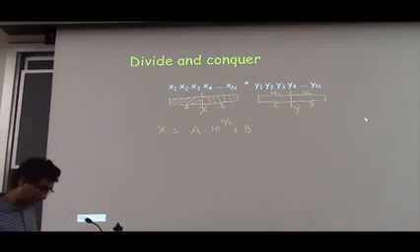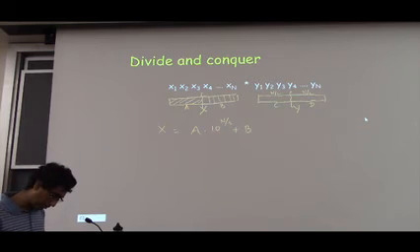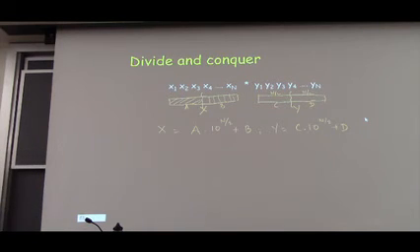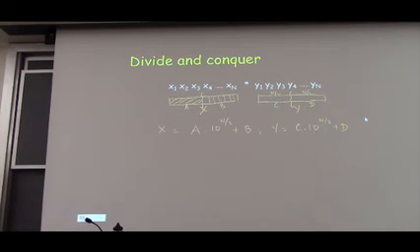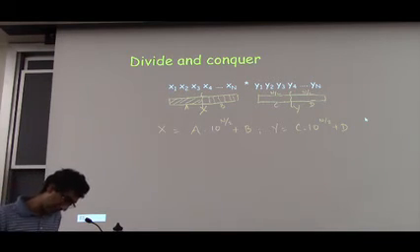You can do the same for y: C times 10 to the n by 2 plus D. So is this representation clear? This is just basic arithmetic. You can think about it for a bit and you can check that. So that's fine. Now you have an expression for x times y.